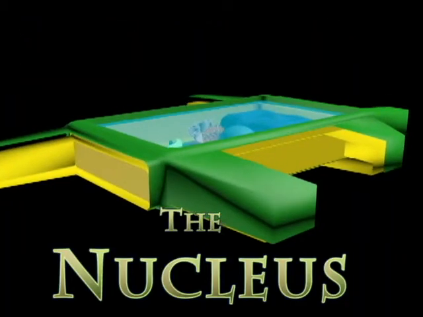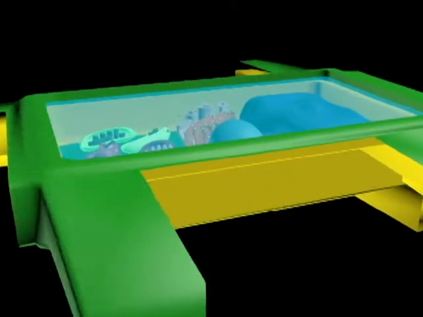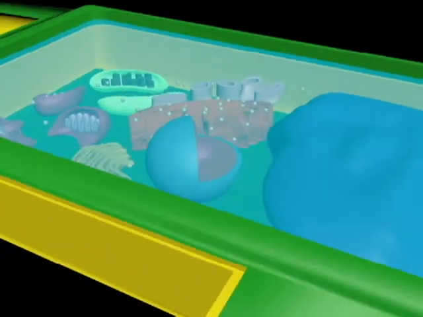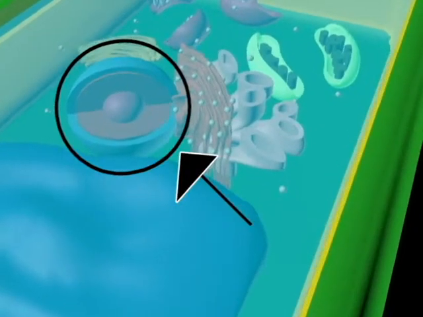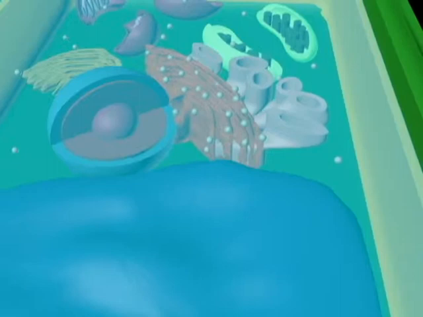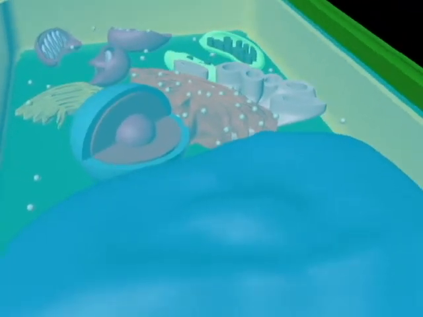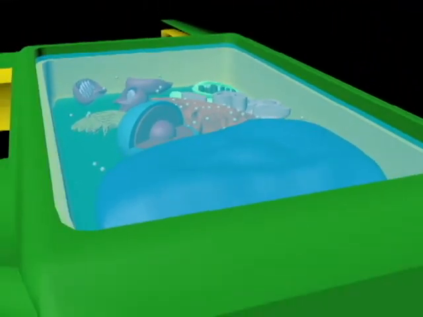Controlling all the actions in the plant cell is the nucleus. The nucleus is an organelle, and is surrounded by a double membrane. And within the nucleus, DNA is contained. The nucleus uses DNA as instructions, and sends them to the parts of the cell where it is needed.